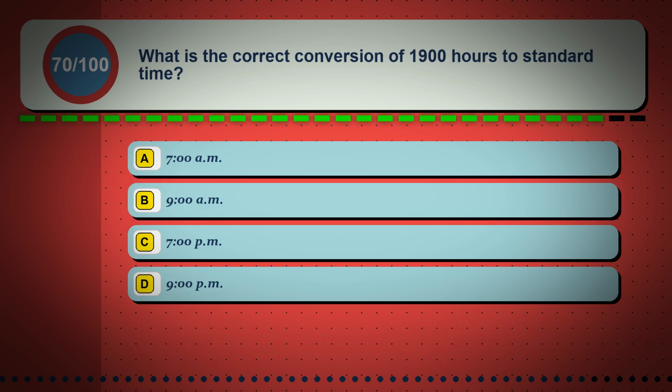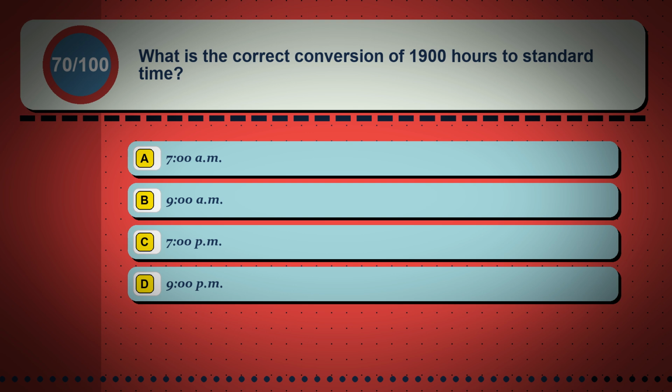Question 70. What is the correct conversion of 1900 hours to standard time? Option A. 7 a.m. Option B. 9 a.m. Option C. 7 p.m. Option D. 9 p.m.